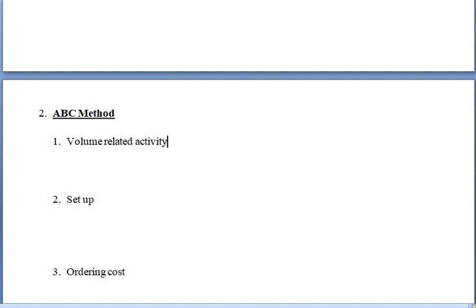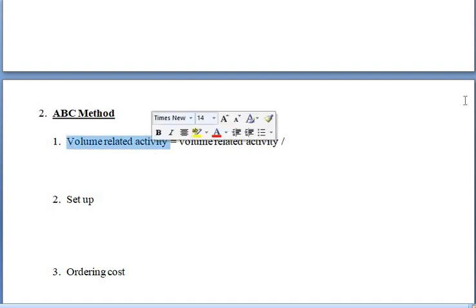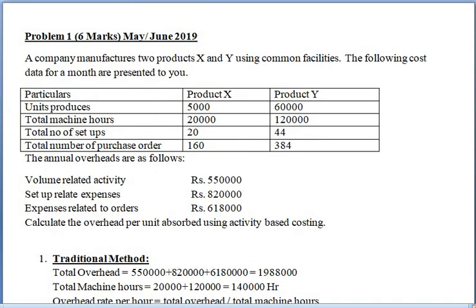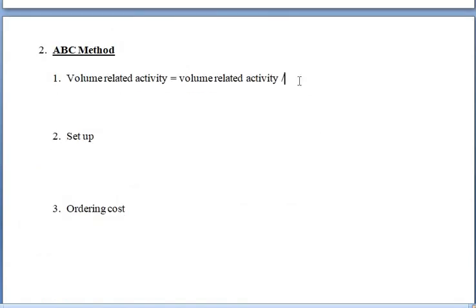So volume related activities how much? 5,50,000. So the formula for calculating driver rate for volume related activity: volume related activity divided by, so what's the base for volume related activity? So the base for volume related activity is total machine hours. So for volume, nothing but the number of units produced. Okay, for this cost the basis is total machine hours. So volume related activity divided by total machine hours.